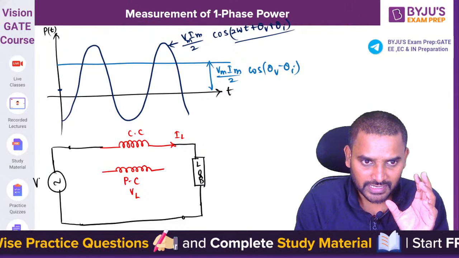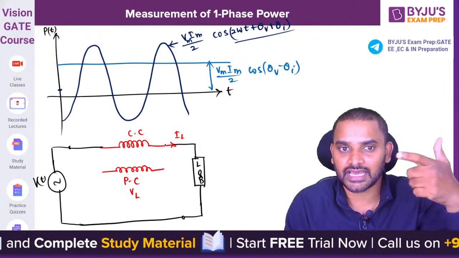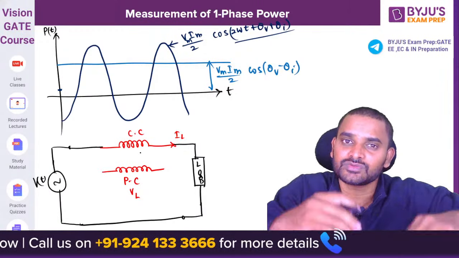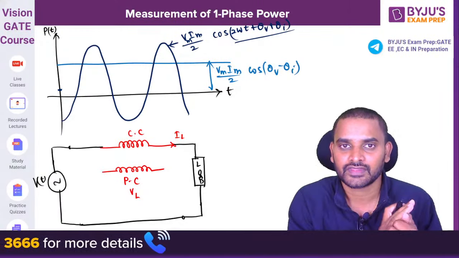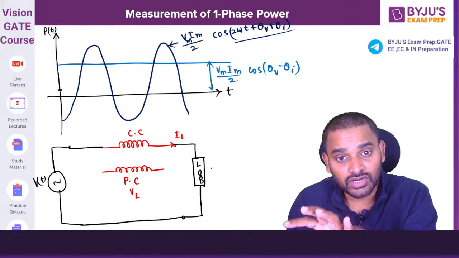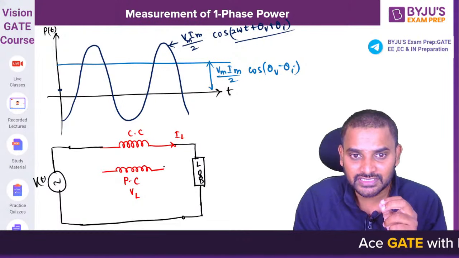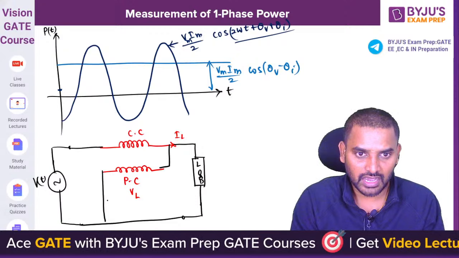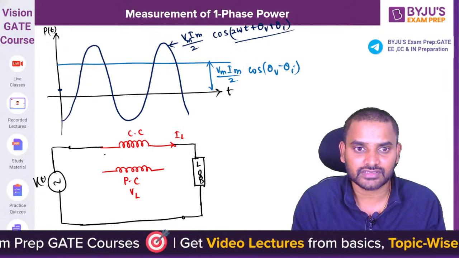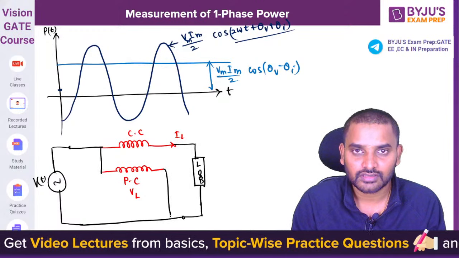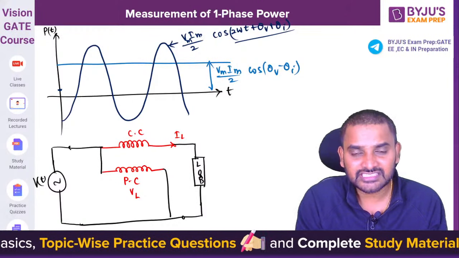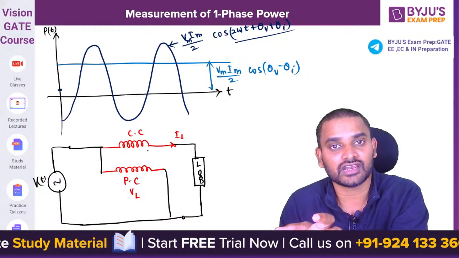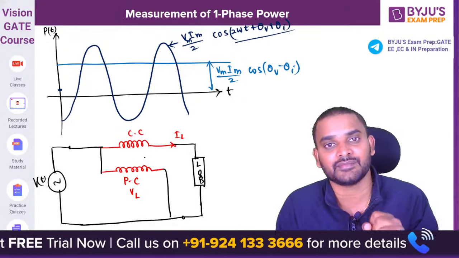This supply V of t is going to drive a current through the current coil, and the current is flowing through the load. The current coil's purpose is to measure the load current only. It is like an ammeter. The pressure coil's purpose is to measure the voltage across the load. Now you can connect the pressure coil maybe like this, or otherwise like this also. If you connect like this, the pressure coil is connected after the supply, so it is like a voltmeter, and the current coil is like an ammeter. So it looks like the voltmeter ammeter method.